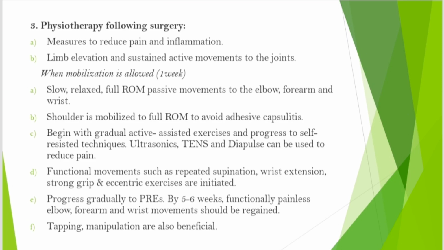Ultrasonics, stims, and dipoles can be used to reduce pain. Functional movements such as repeated supination, wrist extension, strong grip, and eccentric exercises are initiated. Progress gradually to progressive resistance exercises. By 5 to 6 weeks, functionally painless elbow, forearm, and wrist movements should be regained. Taping and manipulation are also beneficial.